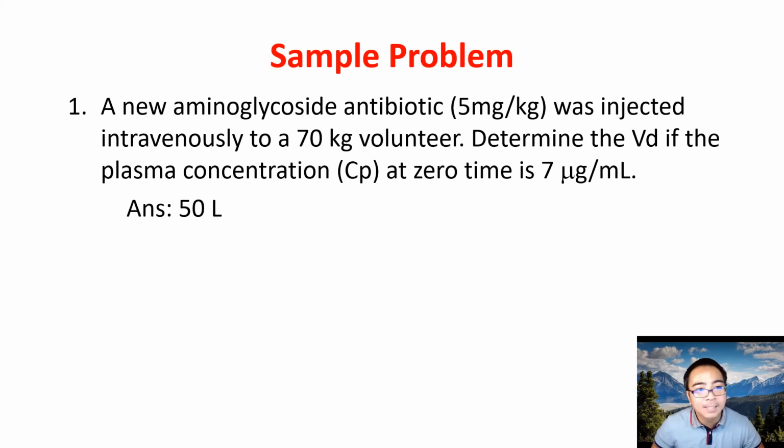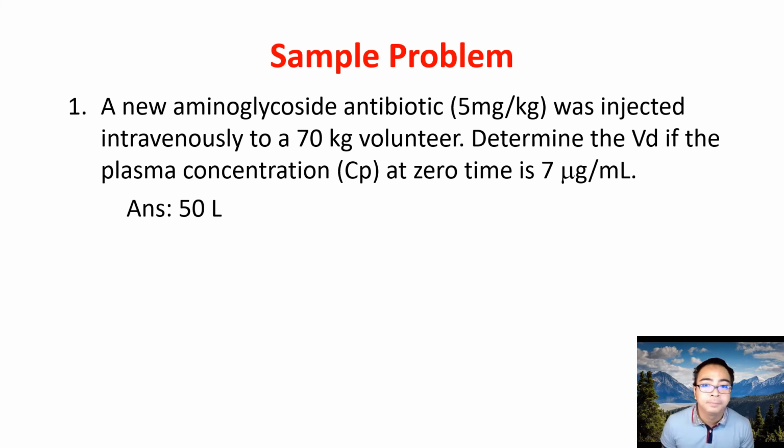Here's a sample problem, class. A new aminoglycoside antibiotic, 5 mg per kilogram, was injected intravenously, meaning 100% bioavailability, to a 70 kilogram volunteer. Determine the VD if the plasma concentration at 0 time is 7 micrograms per ml.